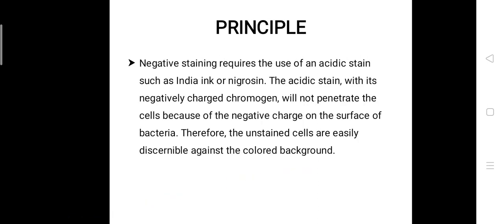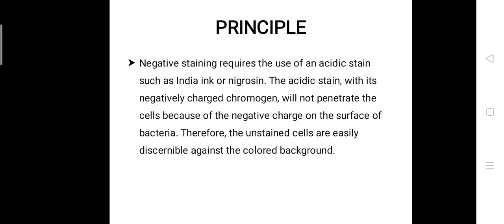So the principle of this negative staining is that it requires the use of an acidic stain such as Indian ink or nigrosin, and the acidic stain with its negatively charged chromogen will not penetrate the cell because of the negative charge on the surface of bacteria. Therefore, the unstained cells are easily discernible against the colored background.